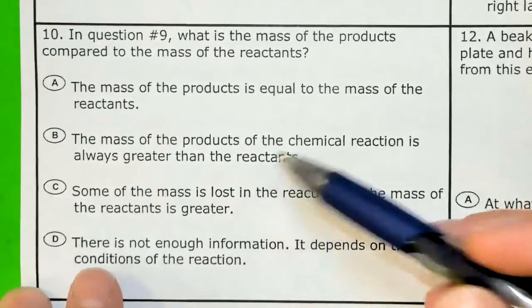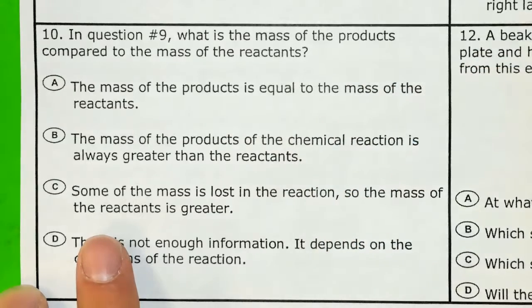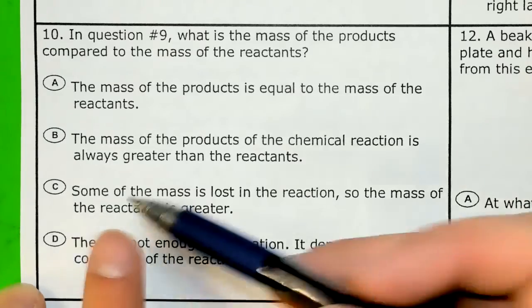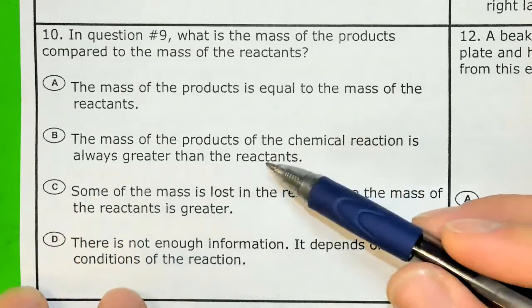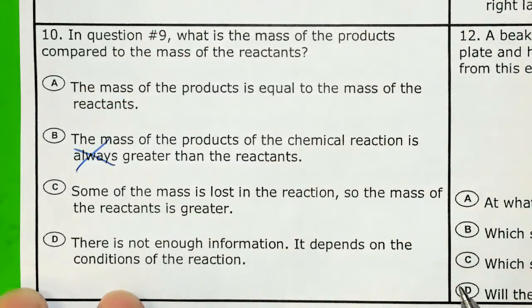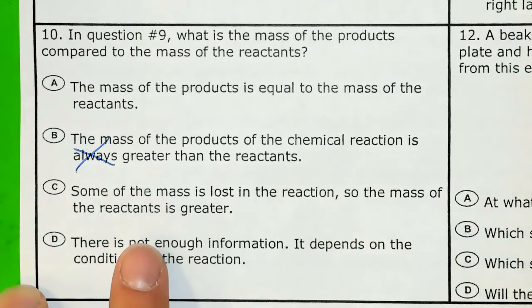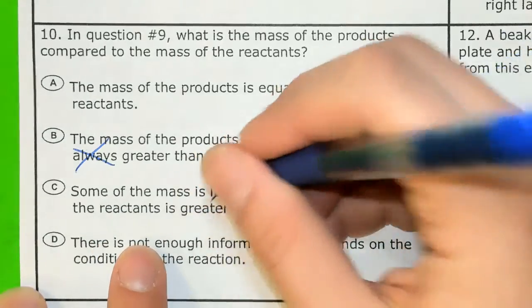Thank you. Number 10, guys, in a balanced equation, the mass is going to be equal, right? You're going to have the same amount of elements on each side, same amount of atoms on each side. That means it's going to be equal. B, the mass of the product chemical reaction is always greater than the reactants. This is not true. In an unbalanced equation, it might be, but not always. C, some of the mass is lost in the reaction, so the mass of the reaction is greater. No, there is no reaction loss, all right?